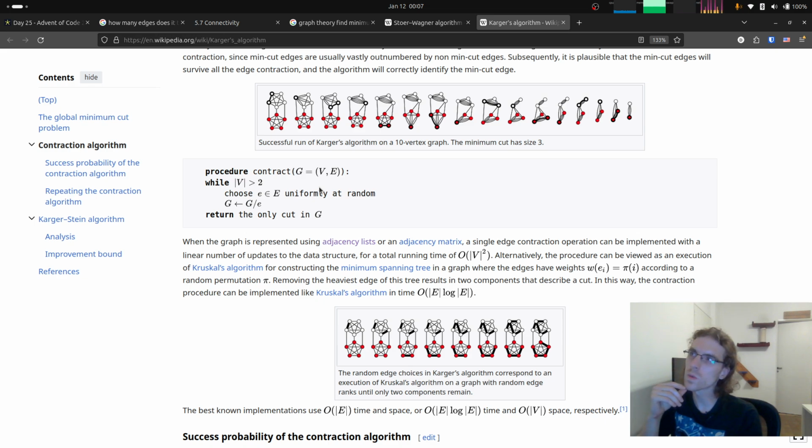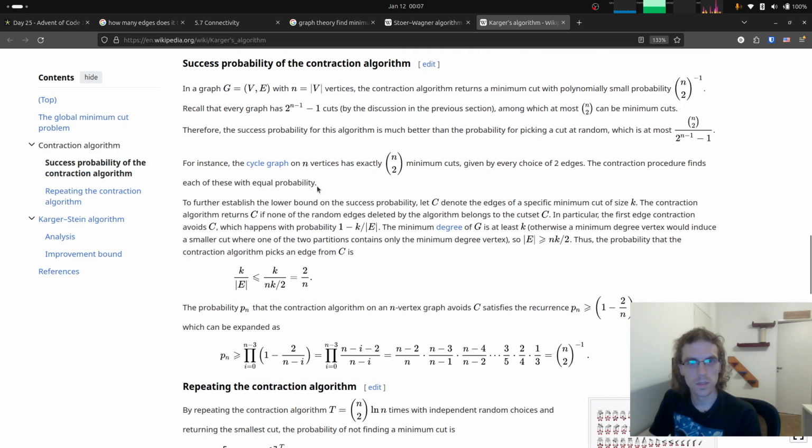But we need to still have the edges identified by some number or something, because we are not interested in the min cut number. We already know that number, it is 3. We are interested in the edges themselves. So, okay, recall that every graph has cuts.